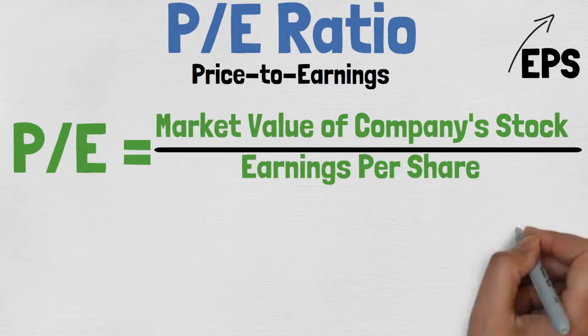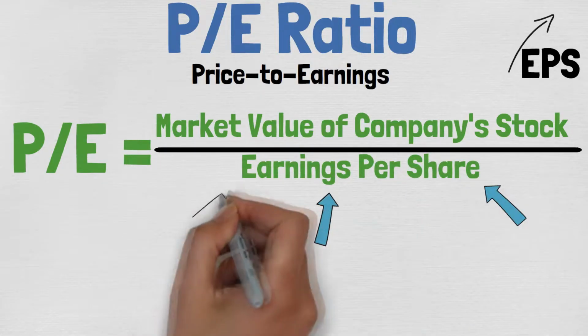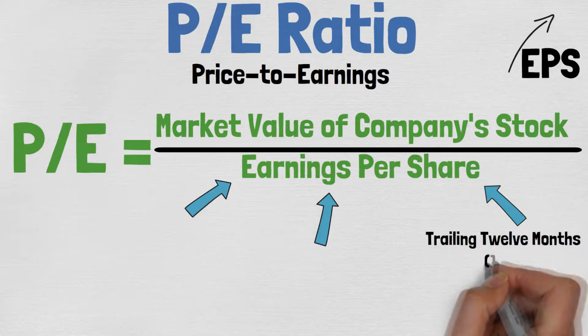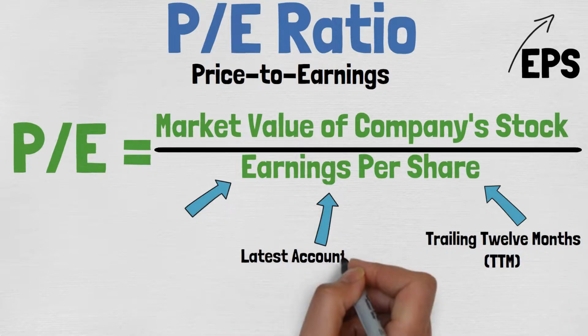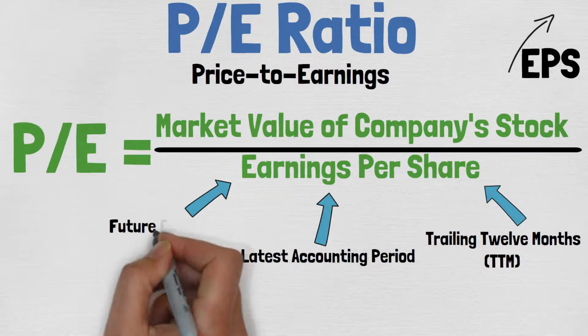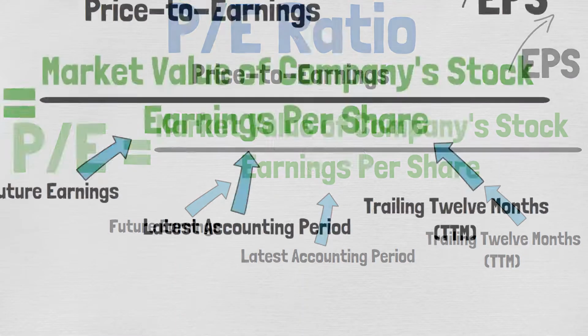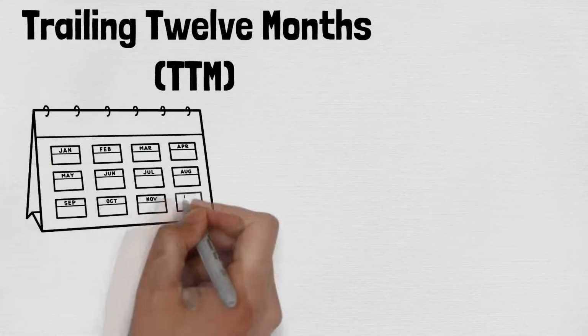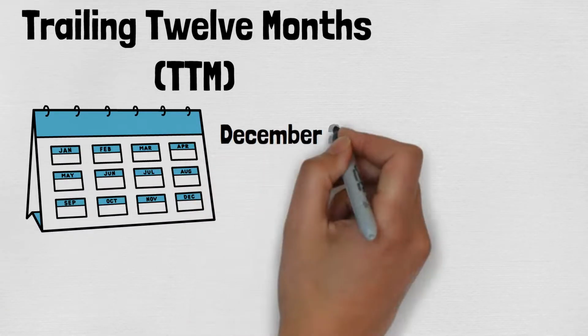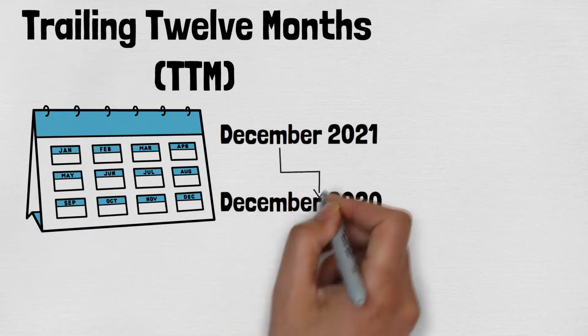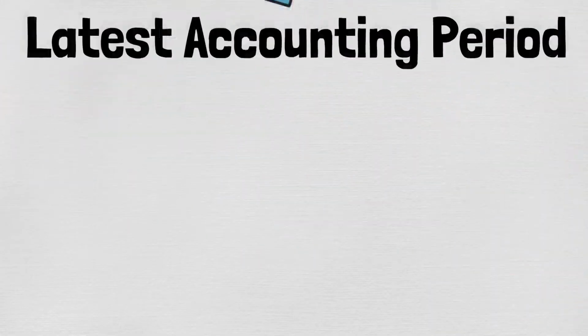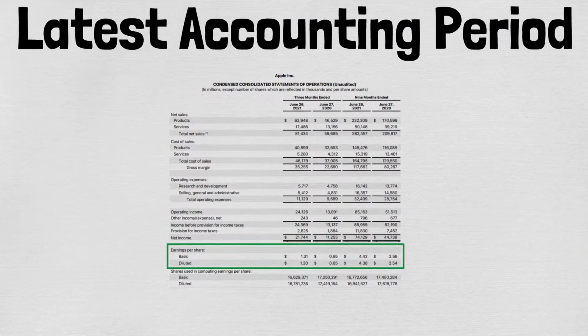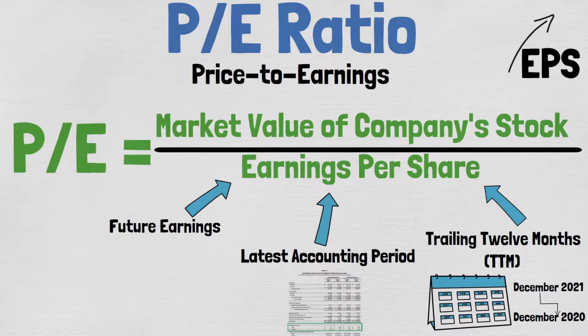There are different earnings per shares used for the PE ratio. You can use the trailing 12 months, TTM, the EPS from the latest accounting period, or even estimate the future earnings. So basically, for the trailing 12 months, you would use the earnings per share from December 2021 to December 2020, for example. And for the EPS from the latest accounting period, you can look for the company's latest financial report to find out what EPS they are reporting. The current stock price P can be easily found by just checking how much a stock is currently selling for.